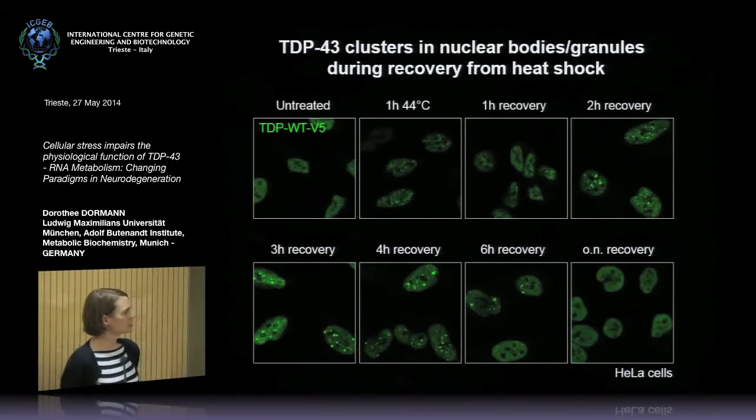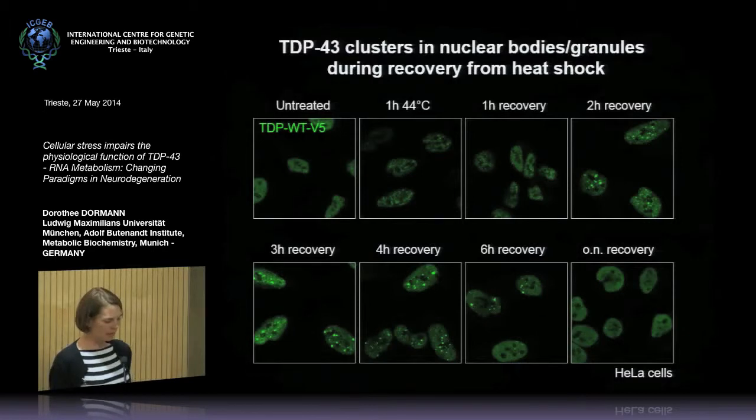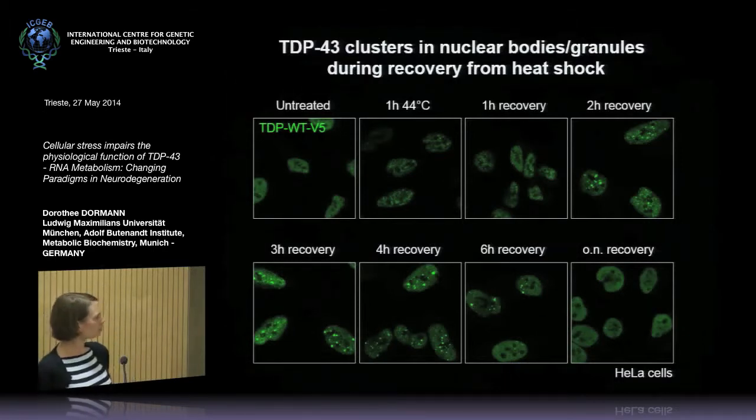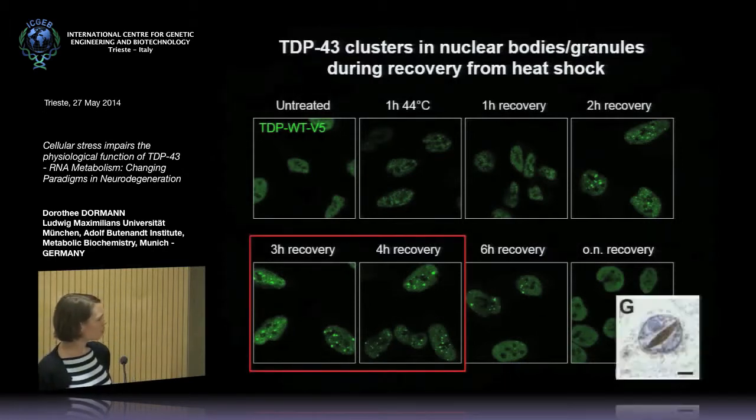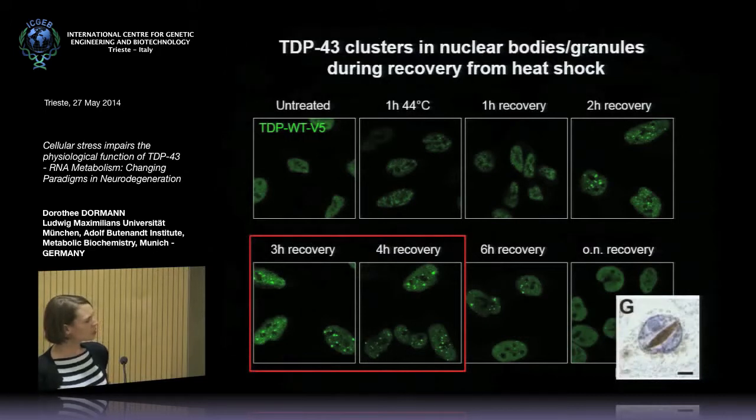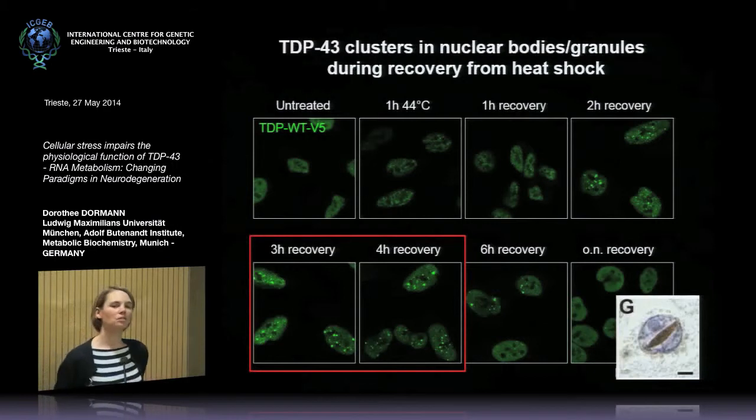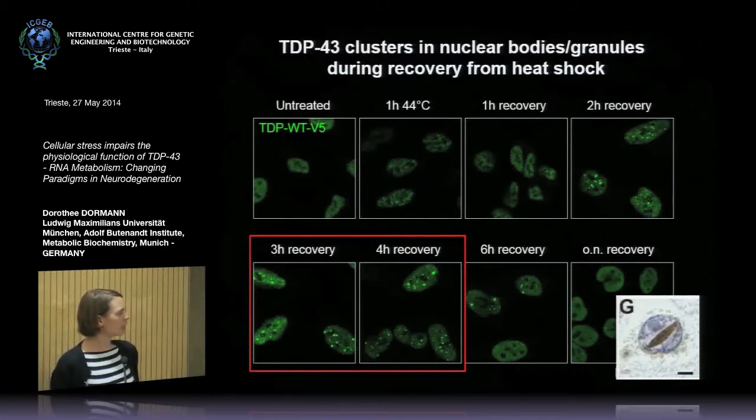We got interested in following up on this, not least because it's been reported that occasionally there are also intranuclear aggregates of TDP-43 in some cases with TDP pathology, for example, cases with granulin or VCP mutations.